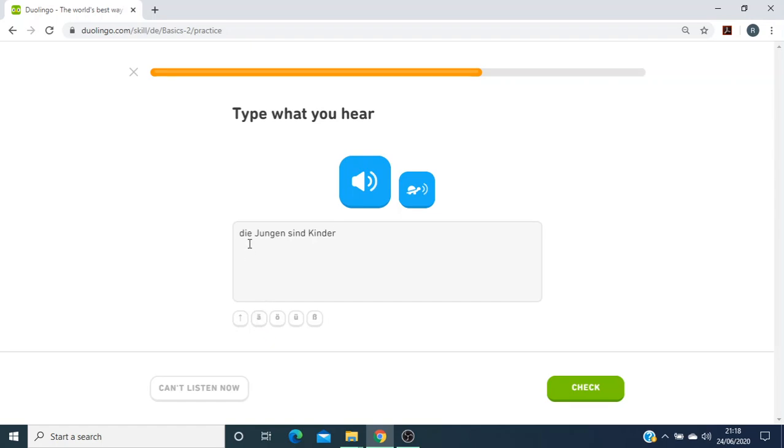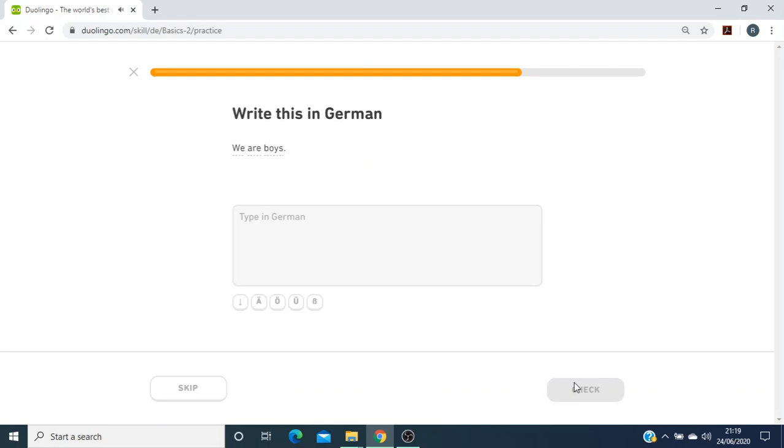Most German plurals, you would add n or en to the end. But German has a lot of irregular plurals, so don't take that rule as a given for everything. There's a lot of irregularities in German, but we'll worry about them when we come to them. So the boys are children. We are boys. Wir sind Jungen.